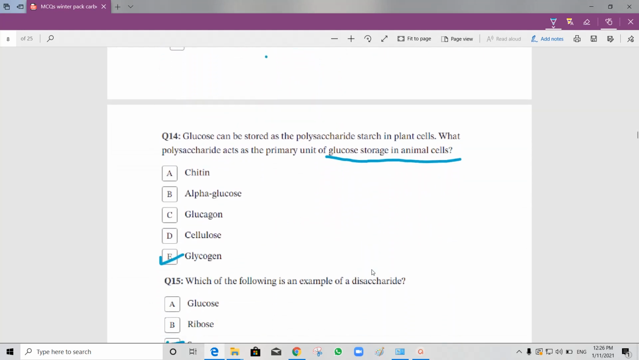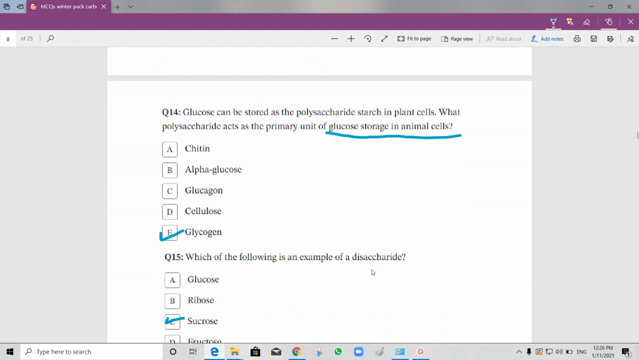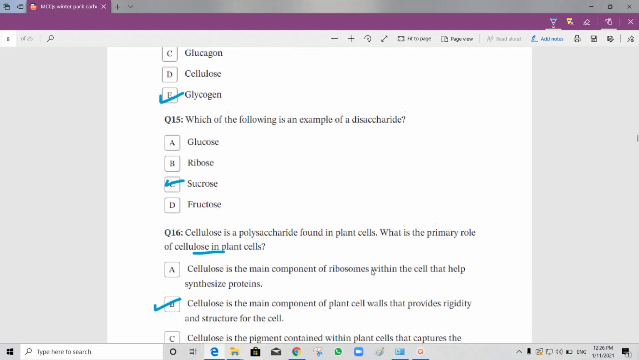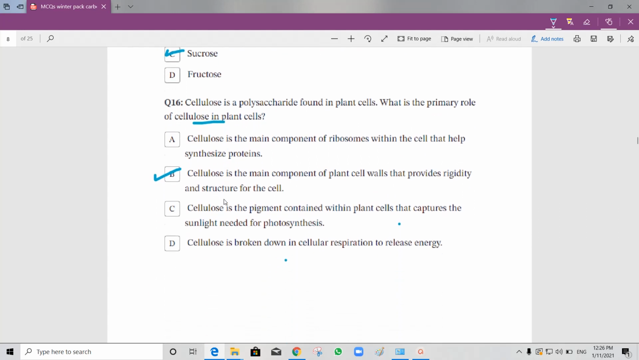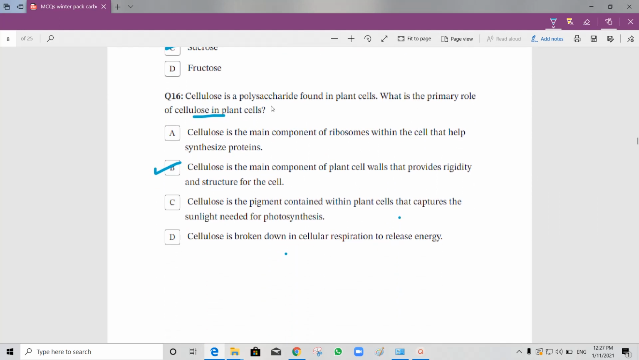Glucose can be stored as the polysaccharide starch in plant cells. What polysaccharide acts as the primary unit of glucose storage in animals? Of course, glucose storage is glycogen. Which of the following is an example of a disaccharide? Disaccharide, of course, is sucrose. Glucose, ribose, and fructose are what? Monosaccharides.